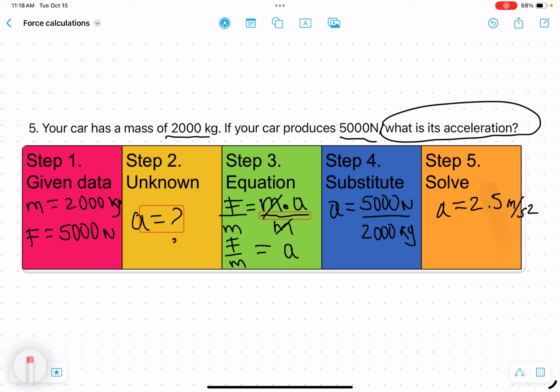You see, these are the units. It's not part of the formula. This square is part of the units.